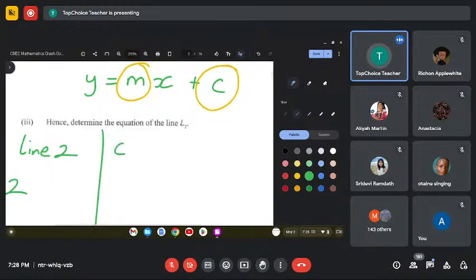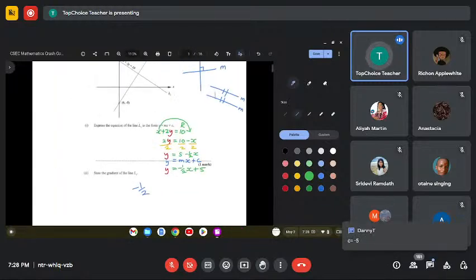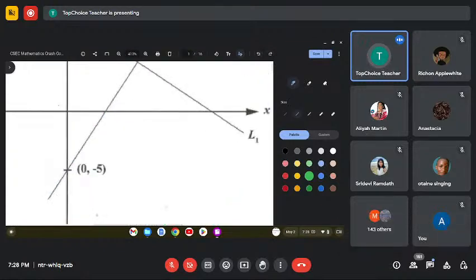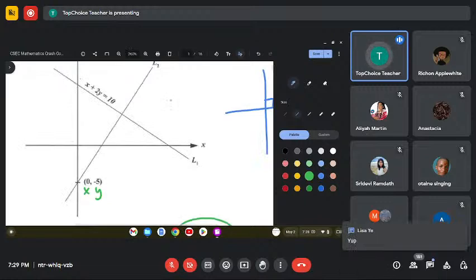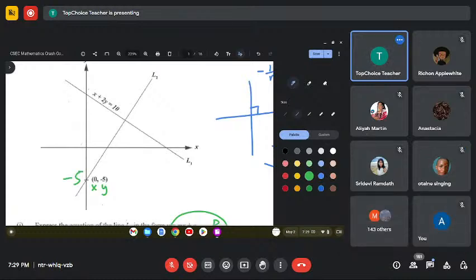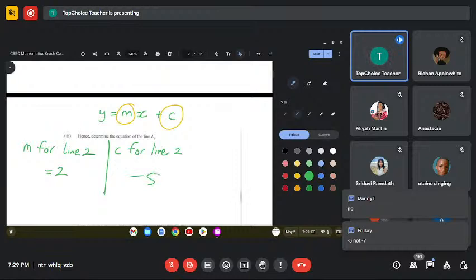So I'm going to write c for line 2. Let's look at how to find the y-intercept of line 2. Look at this: they give us the coordinates where this line cuts the y-axis, so we don't even have to do any calculations. This is the x coordinate, this is the y coordinate. Where does line 2 cut the y-axis? Can you all see that line 2 cuts the y-axis at -5? So the y-intercept is going to be -5. That's it.